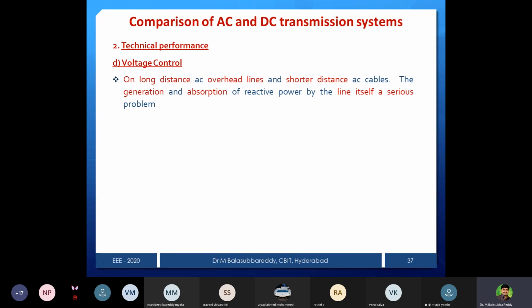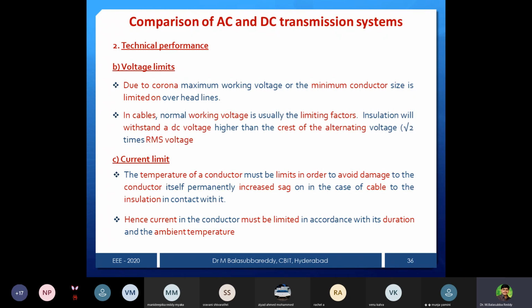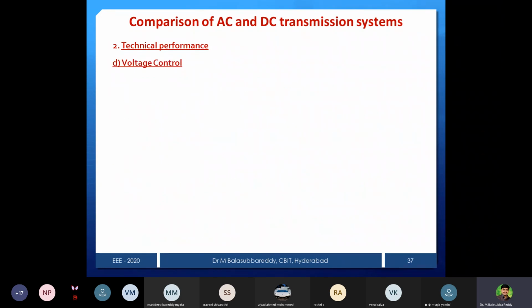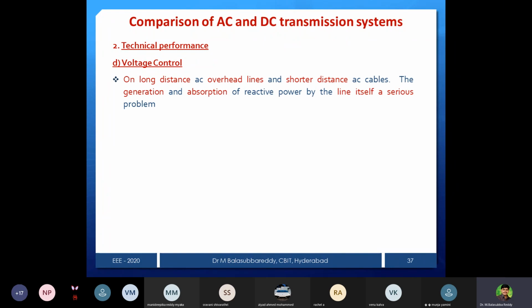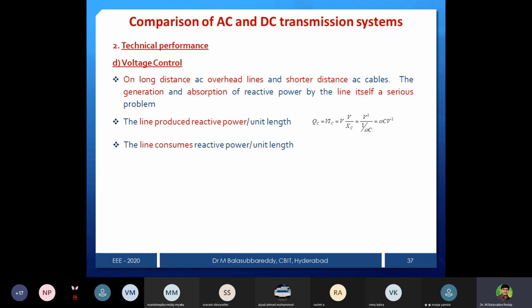The generation and absorption of reactive power by the line itself is a serious problem. So generation as well as the absorption, because that's what I mentioned somewhere in line loading. That's why the compensation, or you can say the reactive power control, is a major issue. The line produces reactive power, you can see that reactive power is V into IC, and IC is nothing but V by XC, then we get it as omega C V square.